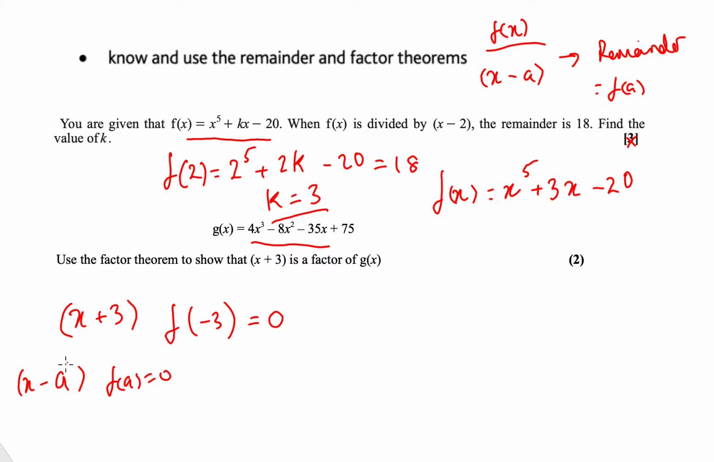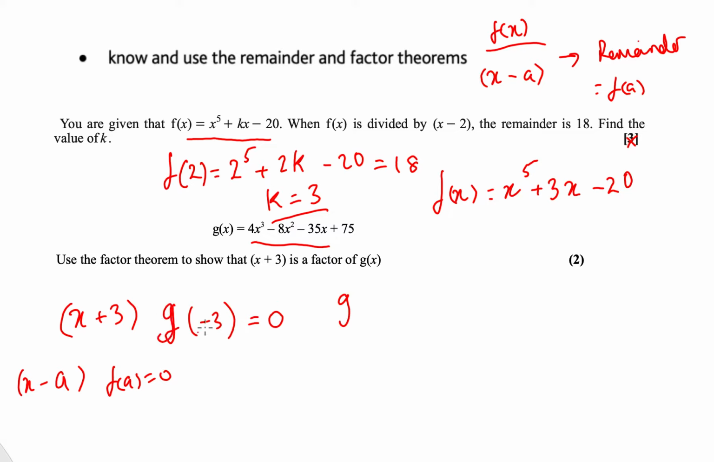If we just compare the values of a and 3 here, we see that x plus 3 is a factor if and only if f of minus 3 equals 0. So we know when we sub in minus 3, we make that equal to 0, and we can show that it's a factor. If we sub in minus 3 and it becomes 0, we know that x plus 3 is a factor. Okay, so let's see.